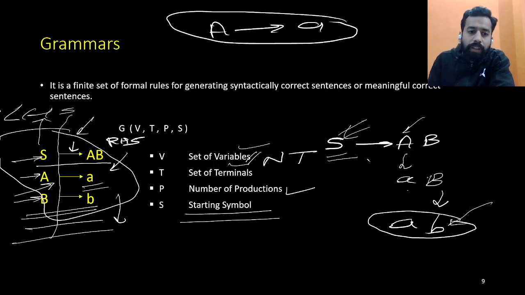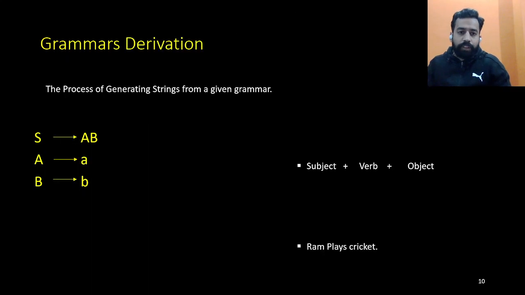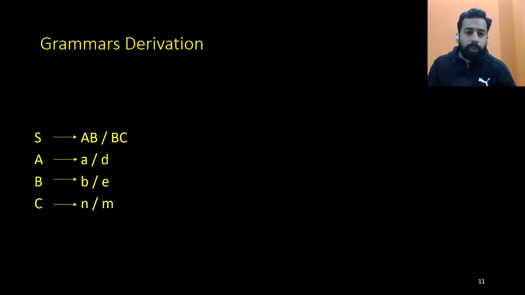So how many productions are there? This is one production: capital S is deriving AB. This is the second production: capital A is deriving a small a. And this is the third production: capital B is deriving a small b. So this is how we will use grammar, and this is a simple example of grammar. Let me proceed further. Let me give you another example of grammar. So this is again a grammar.